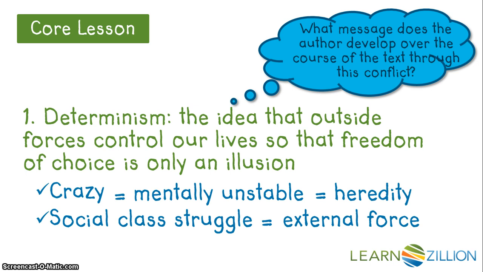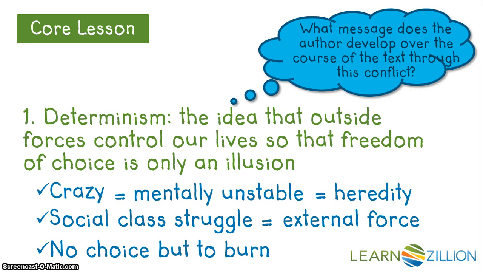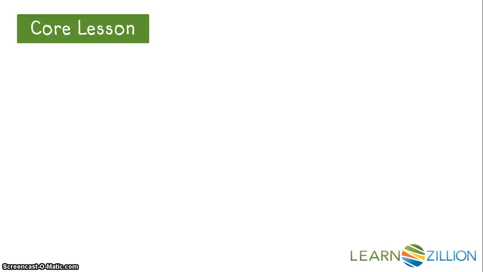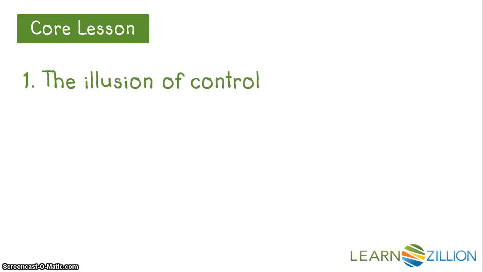Both the heredity and external force controlled her behavior. She had no choice but to burn the balcony in hopes of stopping the construction that had already begun. So the thematic word of determinism works very well for this story. And the theme statement that could be used would be the illusion of control.